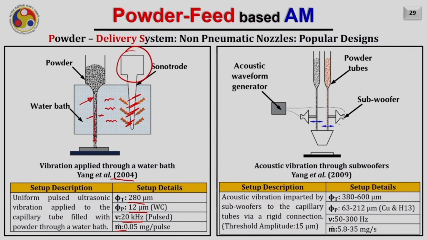The next possibility is utilizing acoustic vibration. Here you see there are subwoofers 1 and 2, and by giving appropriate input to these subwoofers we can generate acoustic vibration in the powder tubes. As these powder tubes start vibrating, the powder will start flowing into these channels and deposit the material onto the substrate. In the study of Yang et al., they used a tube diameter of around 380 to 600 micron, and a powder particle size of 63 to 212 micron. They used a frequency of 50 to 300 hertz, and the mass flow rate was 5.8 to 35 milligram per second.